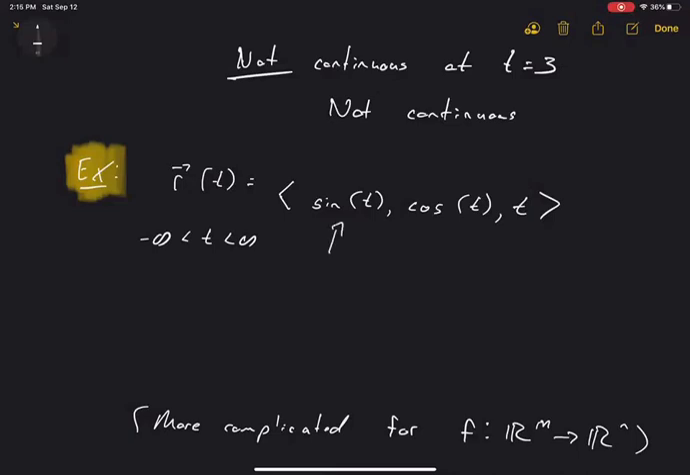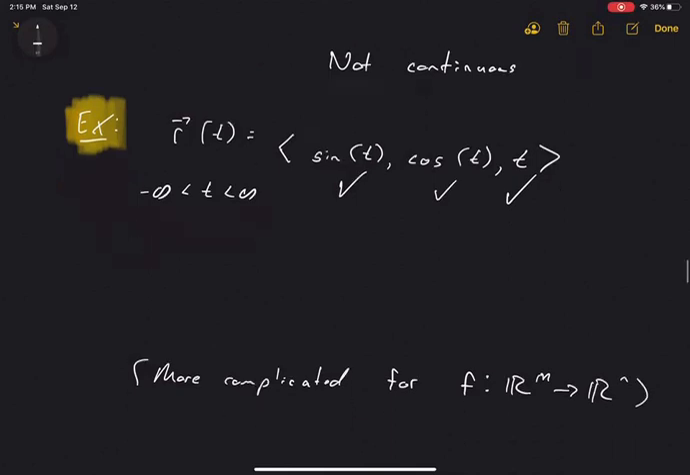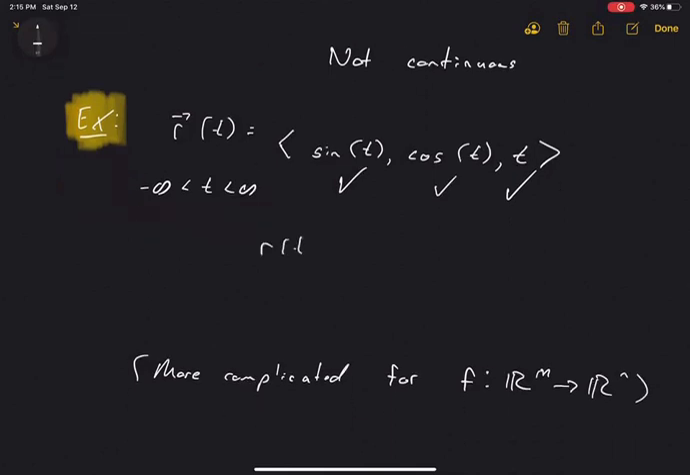Is that continuous? Is sine of t continuous? Yeah, that's always continuous. What about cosine t? Yeah, that's always continuous, no matter what the t is. And then t, is that continuous? Yeah, it's about the most basic function you can have, the most basic continuous function. So all the components are continuous. So R of t is continuous. And if we want to be specific, we could say it's continuous everywhere, continuous on R.